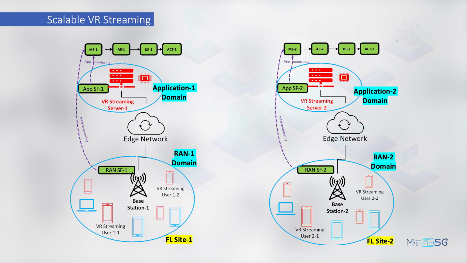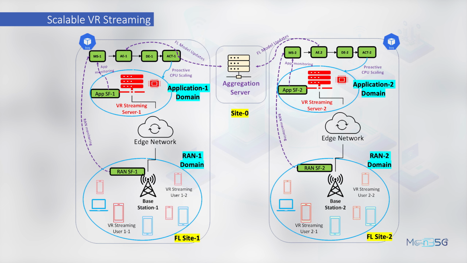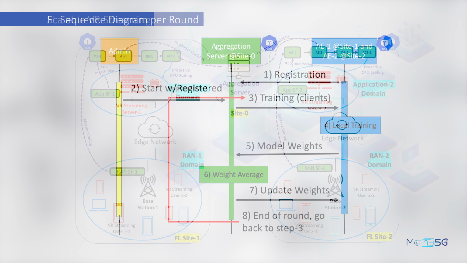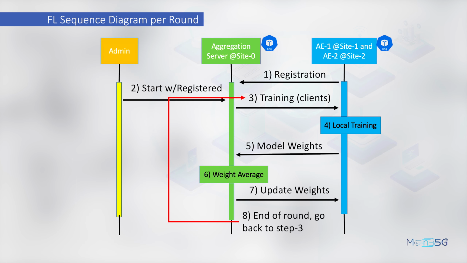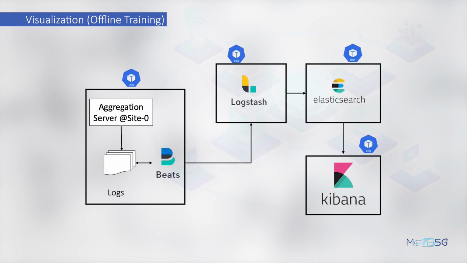MonB5G components, namely monitoring system, analytics engine, decision engine, and actuator, are deployed near the virtual reality stream server to predict CPU utilization. Federated learning training sequence includes the interactions between the administrator, the aggregation server, and analytics engines. The visualization platform for federated learning training process includes components from the Elasticsearch stack.